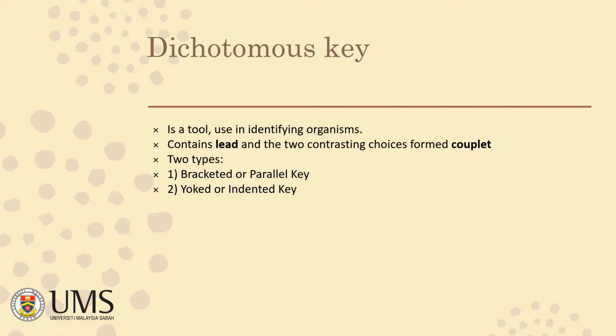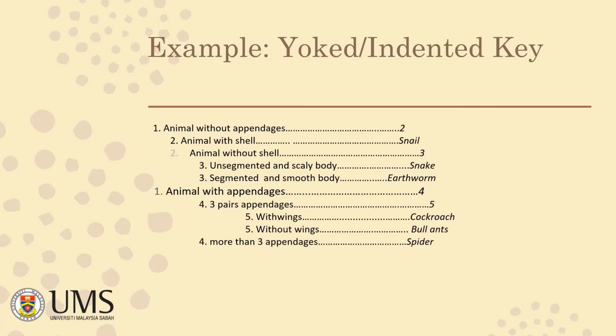Dichotomous key. A dichotomous key is a tool used in identifying organisms. It contains splits and forms couplets. There are two types, bracketed and yoked key. We will look at the example. This is an example of a yoked key. Look at it. We have a few animals here: snail, snake, earthworm, cockroach, bull ants, and spider.